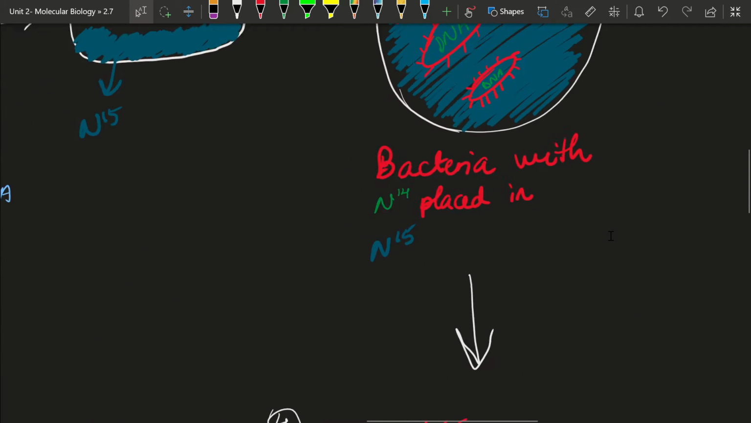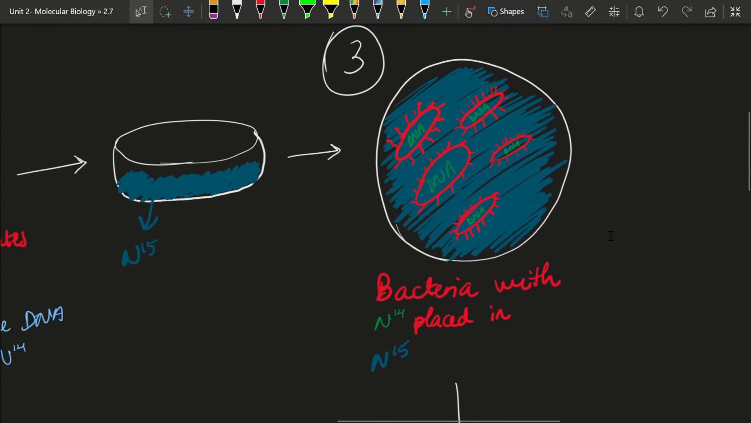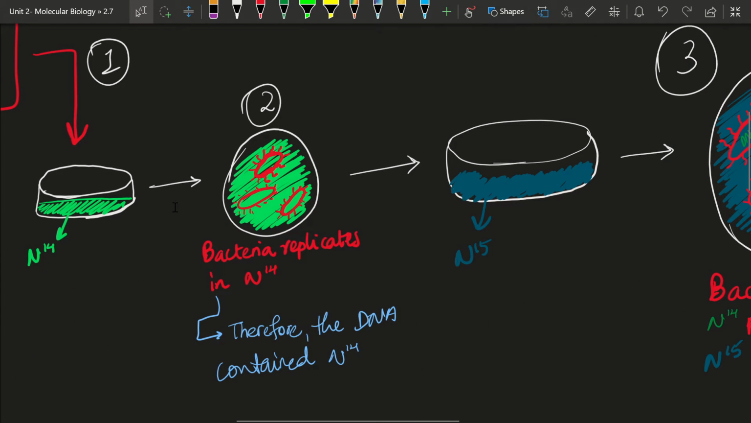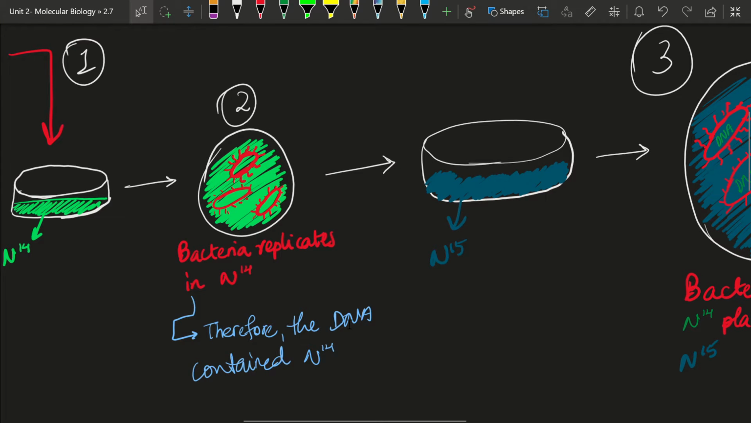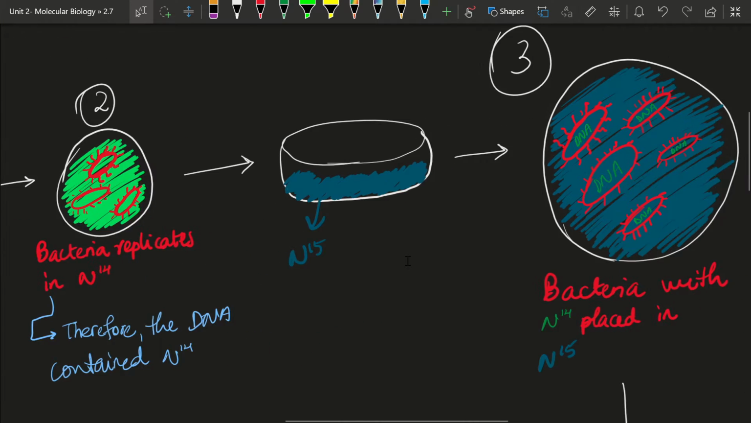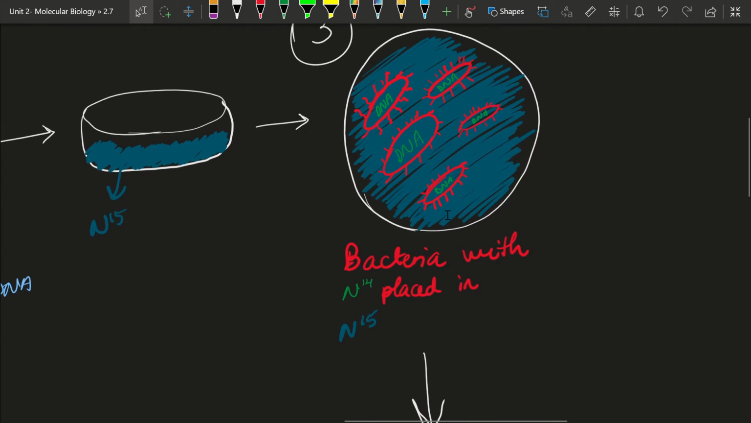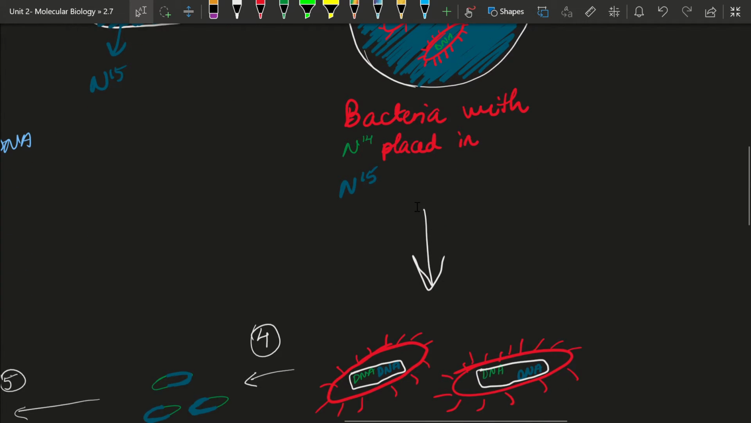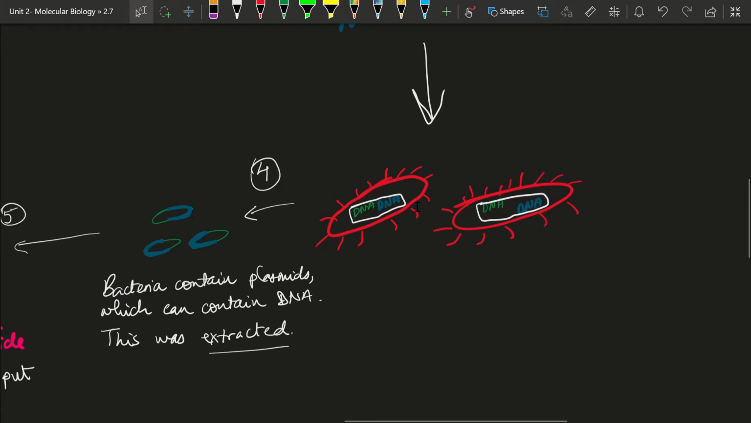I'll intervene here because there's not a lot of note taking. Bacteria was put into N14, and when they replicated, they got some N14 into them. Then they were moved to N15, and because they replicated there, they got N15 DNA as well.